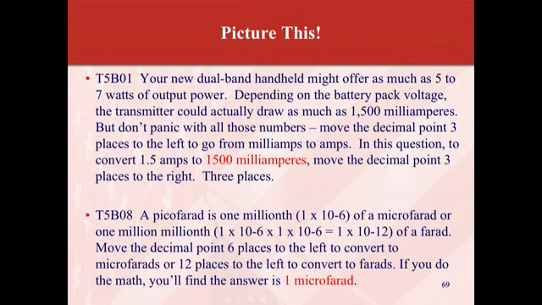A picofarad is 1/millionth, 1 times 10 to the minus 6, of a microfarad, or 1 millionth, 1 times 10 to the minus 6 times 1 times 10 to the minus 6 equals 1 times 10 to the minus 12 of a farad. Move the decimal point 6 places to the left to convert to microfarads, or 12 places to the left to convert to farads. If you do the math, you'll find the answer is 1 microfarad.